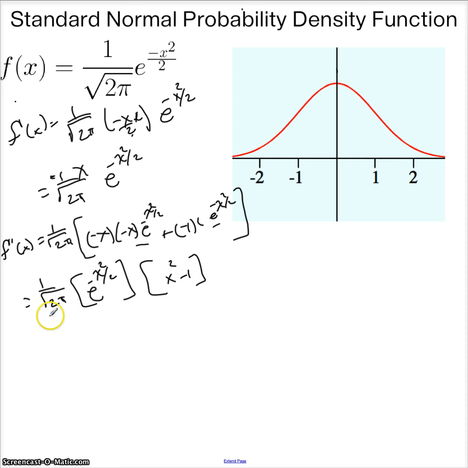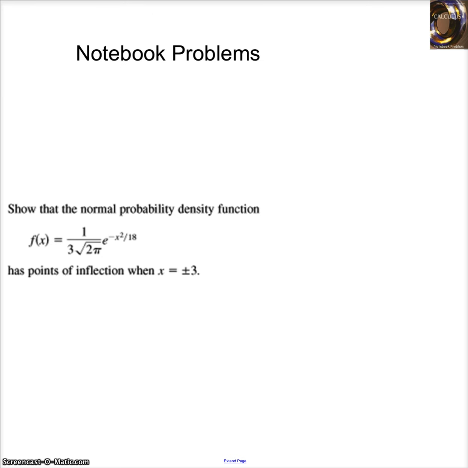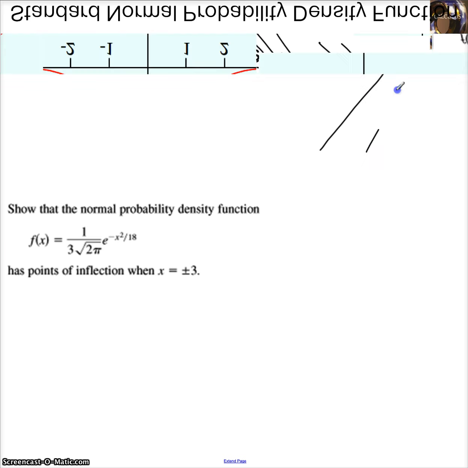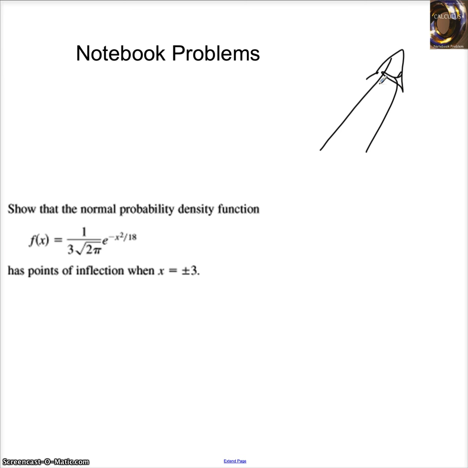Now, where's the second derivative 0? The exponential is never 0. So when is x squared minus 1 equal to 0? Well, of course, when x is plus or minus 1. So we're going to have these inflection points at x equals 1 and x equals negative 1. So do you see how we can apply this to some interesting functions? Okay, give it a go and show those inflection points. Come back. We have one more thing to do before the end of the tape.